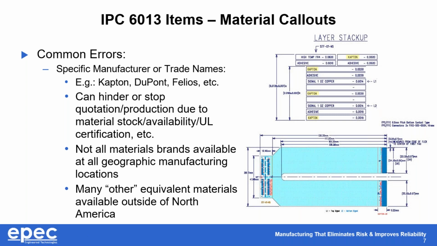Another reason is that not all material brands are available at all geographic manufacturing locations. A good example of that being DuPont. Since they're a North America-based manufacturer, it tends to not be available offshore readily. And another reason is there actually exist many other materials which are equivalent to these ones in North America, but are not commonly known.